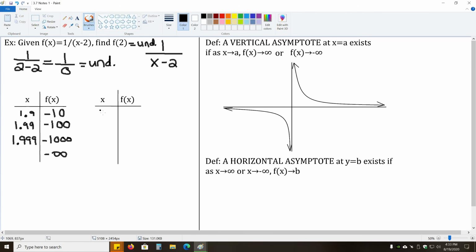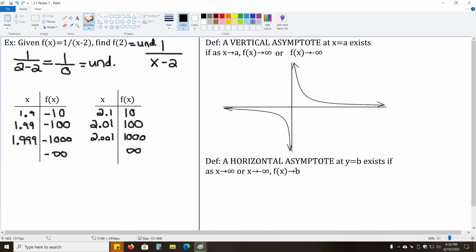Okay, so from here, what if we tried 2.1? Let's look at this graph on the right side of 2. If we plug in 2.1, we get 2.1 minus 2 is 0.1, and 1 divided by 0.1 is positive 10. So you can probably guess what happens when we plug in 2.01. We get 100, and for 2.001, we get 1,000, and this number starts approaching positive infinity.